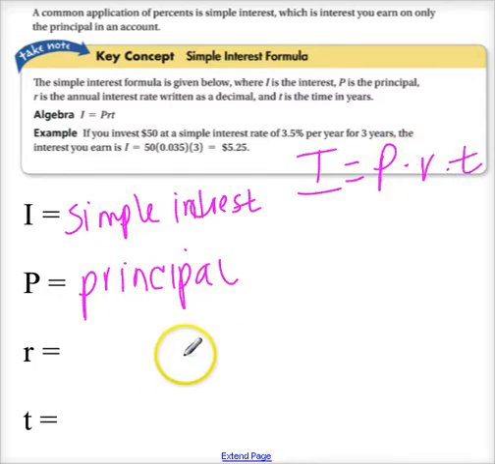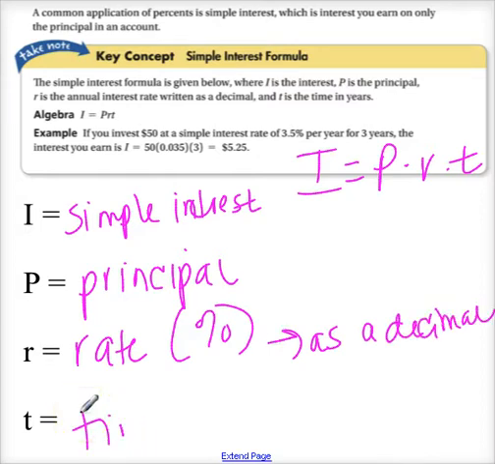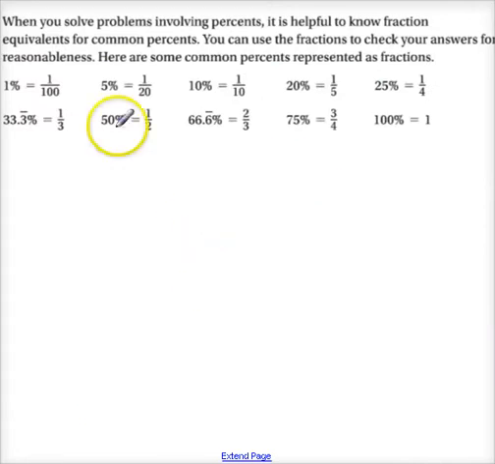R stands for rate, otherwise known as the percentage, and you always want this as a decimal. And T is time. How long is your money going to be invested? All right, so we're kind of switching gears. Make sure you know what each letter stands for. This might be important to jot down if you want.